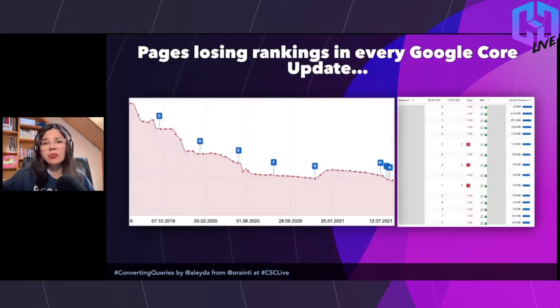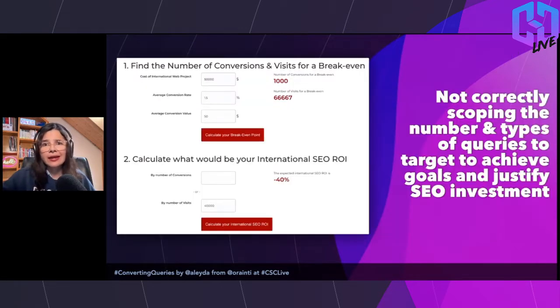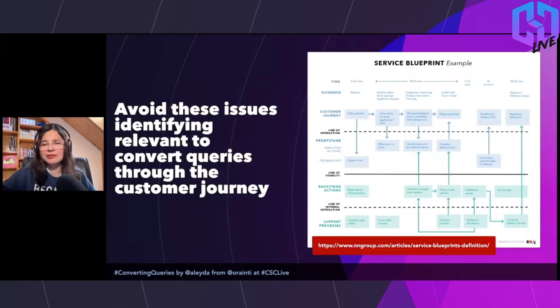Or also, we end up losing rankings again and again in every Google Core update, and we don't correctly scope the number and type of queries that we need to target in order to achieve profitability and a positive ROI in our SEO process, which is fundamental at the end of the day for the viability of our efforts. And all of these issues can be easily avoided by identifying those different query permutations and opportunities at every stage of the customer journey.